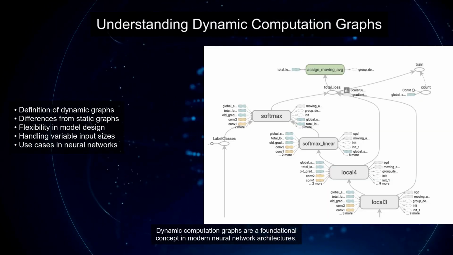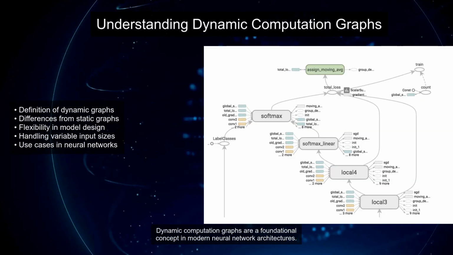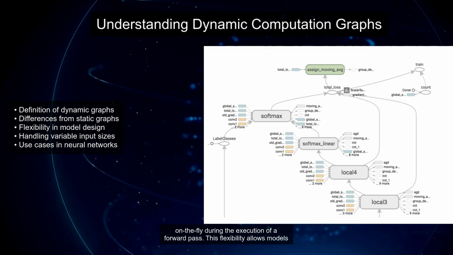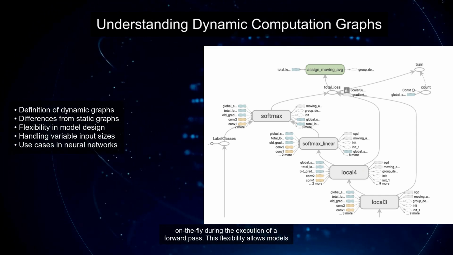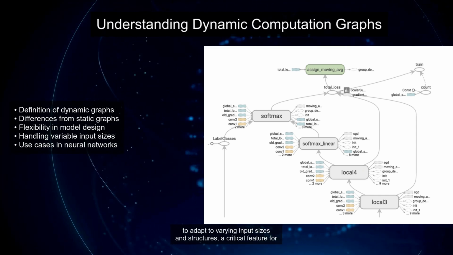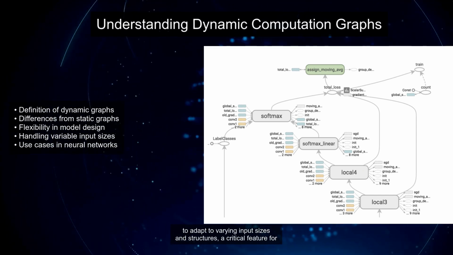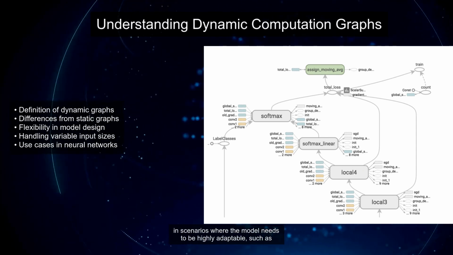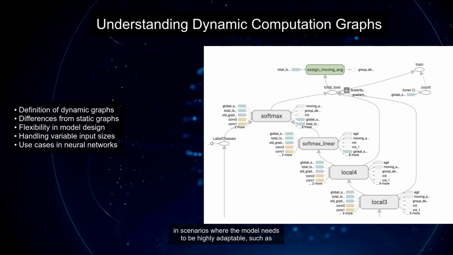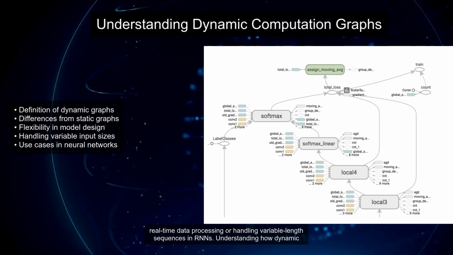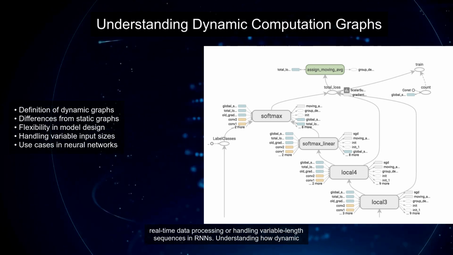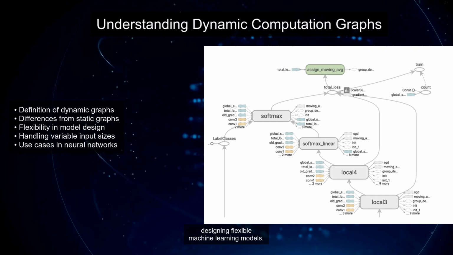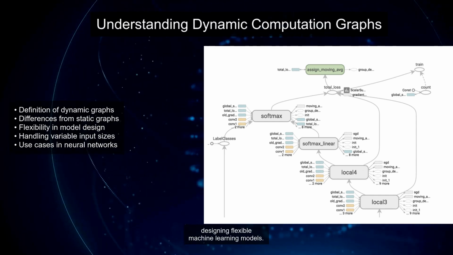Dynamic computation graphs are a foundational concept in modern neural network architectures. Unlike static graphs, which are fixed and predefined, dynamic graphs are constructed on the fly during the execution of a forward pass. This flexibility allows models to adapt to varying input sizes and structures, a critical feature for tasks involving sequences or varying input dimensions. Dynamic graphs are particularly useful in scenarios where the model needs to be highly adaptable, such as real-time data processing or handling variable-length sequences in RNNs. Understanding how dynamic graphs differ from static ones is crucial for leveraging their advantages in designing flexible machine learning models.